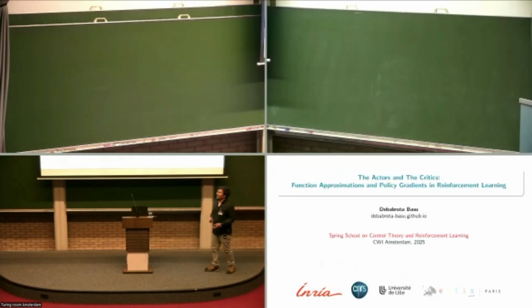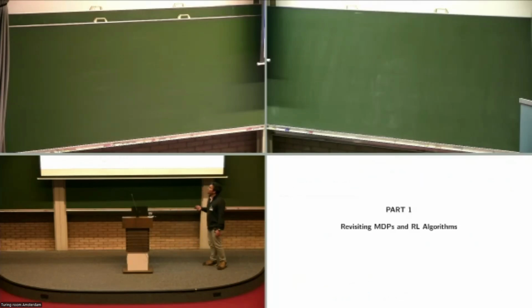As you see, the title of the talk has changed a bit from what was written. Now I like to call it the actors and the critics. Basically we'll talk about how to use function approximation and policy gradient methods for reinforcement learning. So without further ado, let's start.